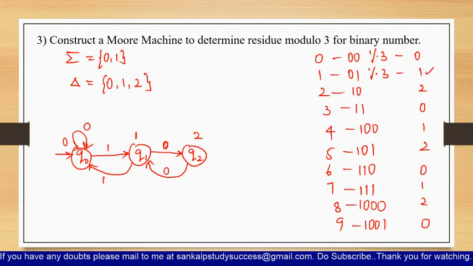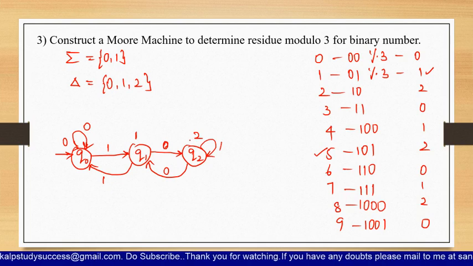And here 0 and 1 is applied to Q0, 0 and 1 is applied for Q1, 0 is applied to Q2, but not 1. Let us see. For 1, the output is 2. For 1, 0 and 1, if you come back to Q2, then the output is 2. So in this way, we are going to draw the Moore machine for residue modulo 3.